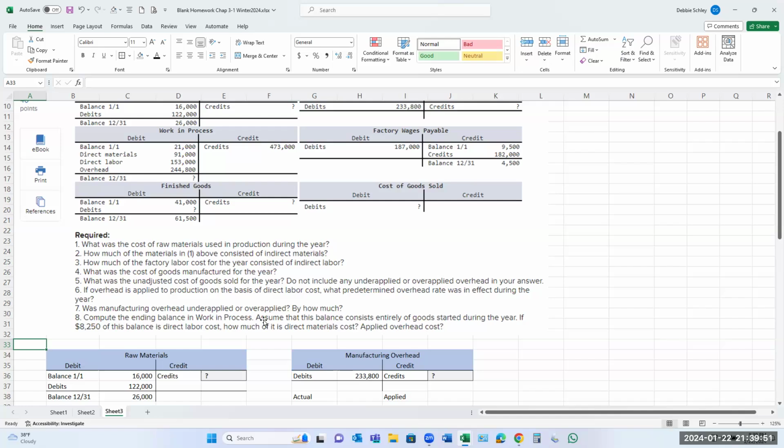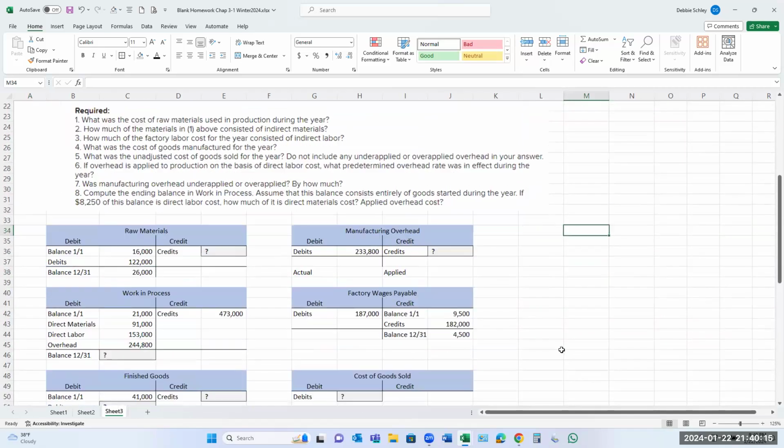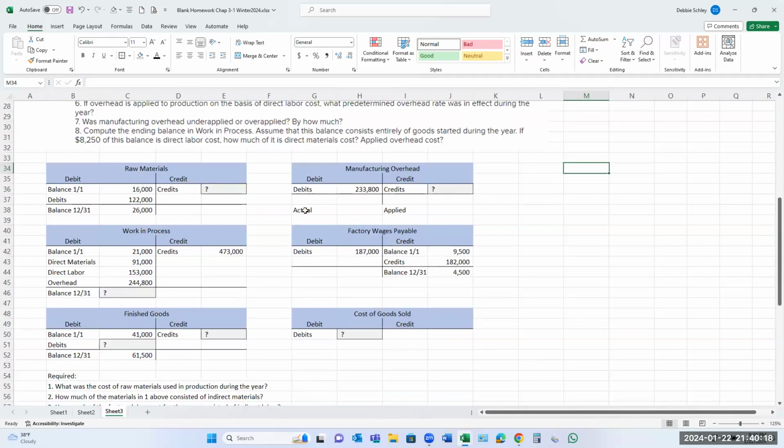Compute the ending balance in work in process. Assume that this balance consists entirely of goods started during the year. And if 8,250 of this balance is direct labor costs, how much of it is direct materials costs and applied overhead costs? So don't worry. We're going to take this a piece at a time and you're going to be able to figure it out. So first thing I did was I took all of those T accounts and made myself a little chart with the question marks so that I could see all of the numbers and be able to make Excel do my math.